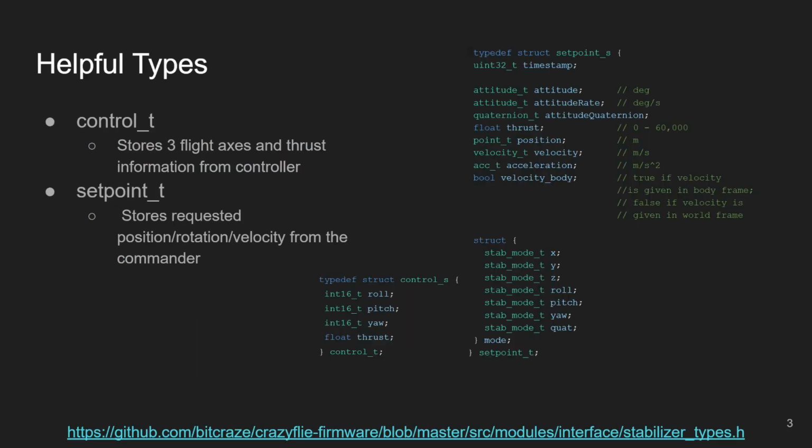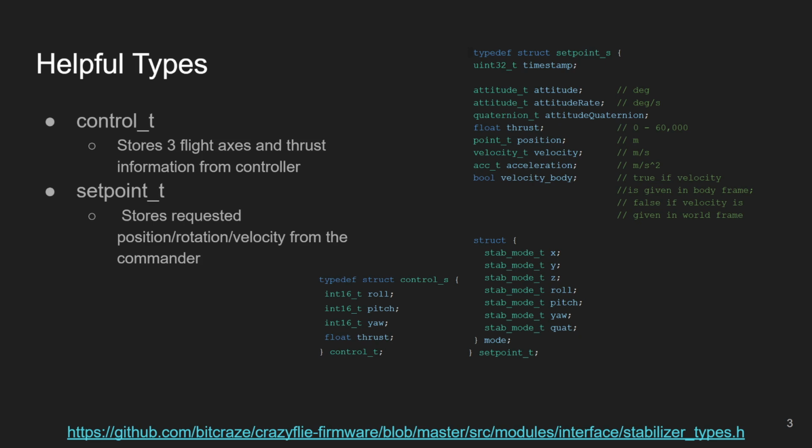Before we begin, we'll go over a couple helpful types, just so things make a little more sense when we discuss them later. There's the control type. It contains roll, pitch, yaw, thrust. So the three major axes and the thrust information for actually moving the drone. Those are updated in the controller and then sent on to the power distribution to determine the power for each motor. Then we also have the set point.